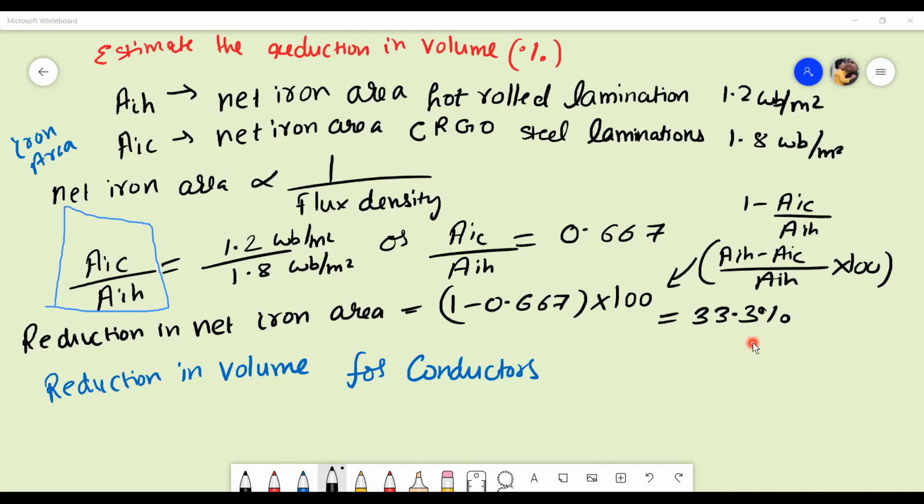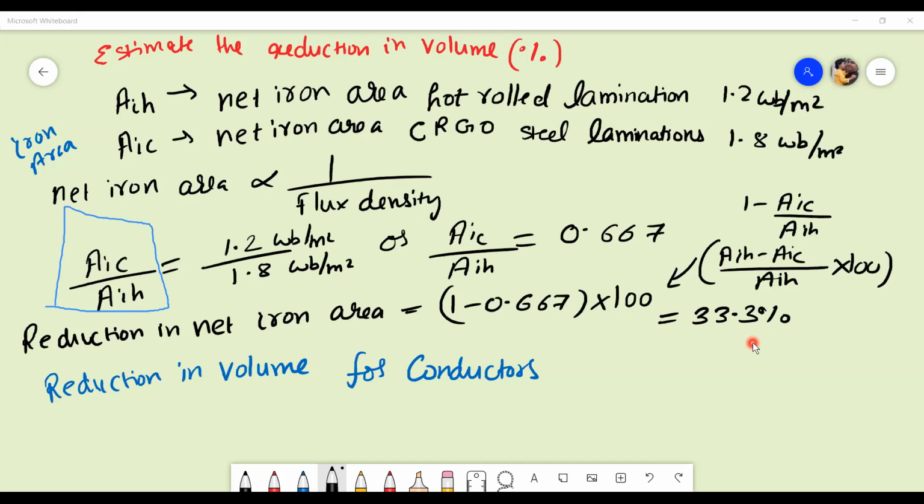If you are able to reduce the iron area by 30%, then you can also reduce the cost of the transformer, and a large amount of money you can save by using the CRGO steel. So in this question, they have explained the benefit of using the CRGO steel lamination over the hot roll lamination. If you are using the CRGO steel lamination, you will improve the flux density, and that is why the amount of iron used will be less. And similarly, you will also reduce the volume of the conductor.